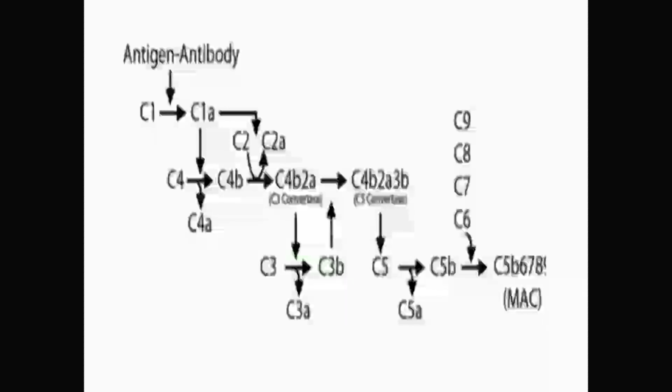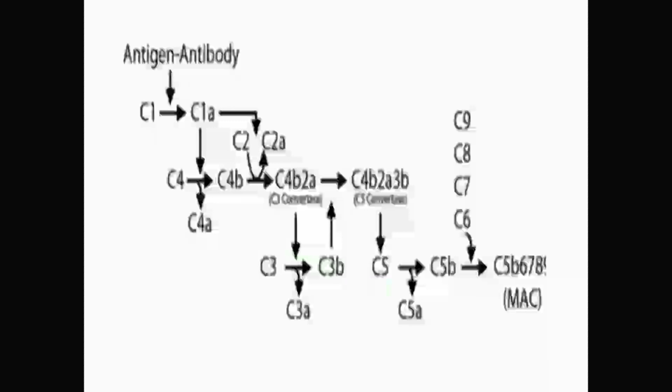Then the C4b protein and C2a combine to form a complex known as C3 convertase, that is C4b2a. Now C3 convertase, as the name suggests, cleaves the C3 protein into C3a and C3b.